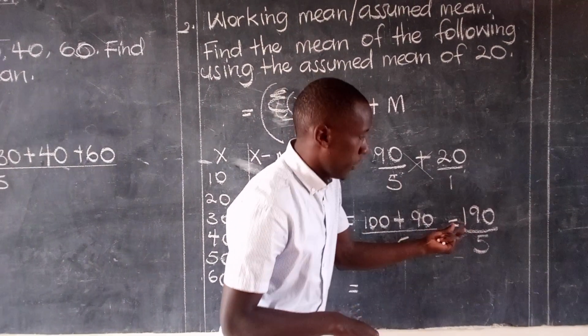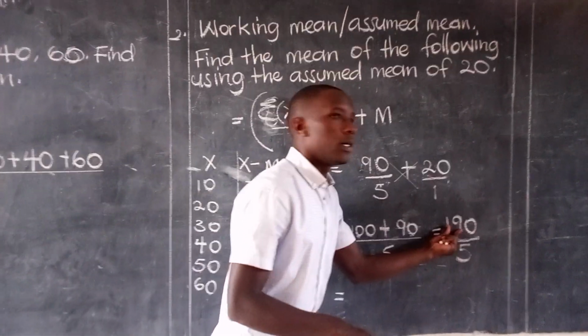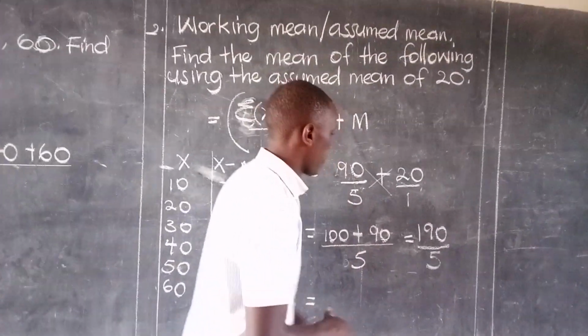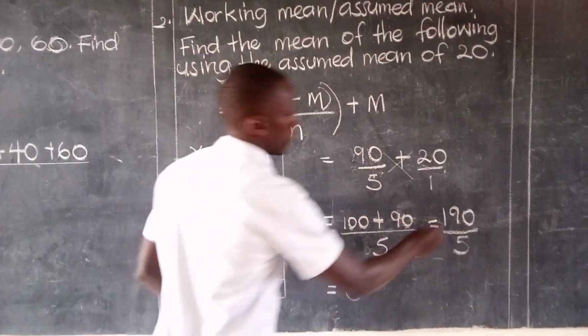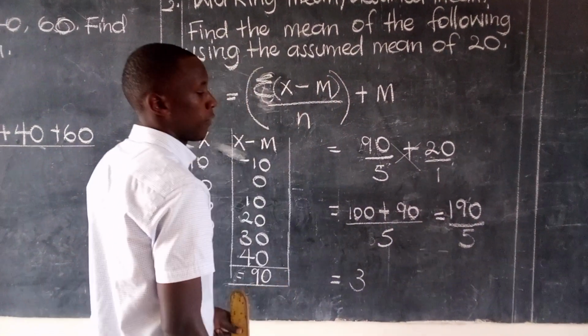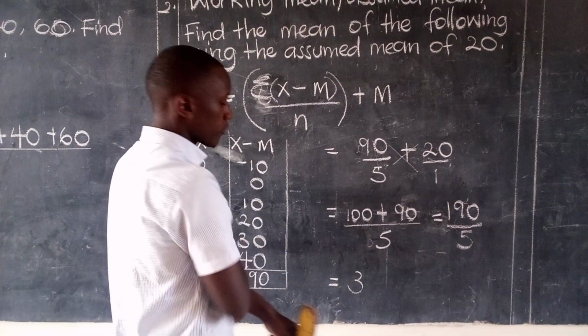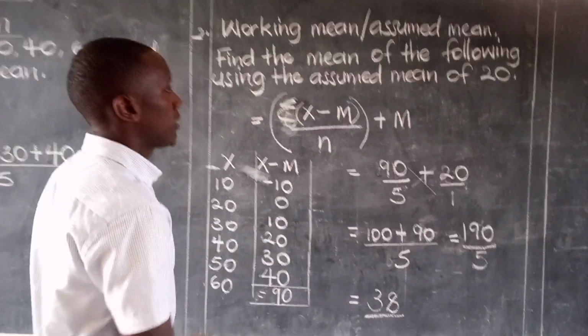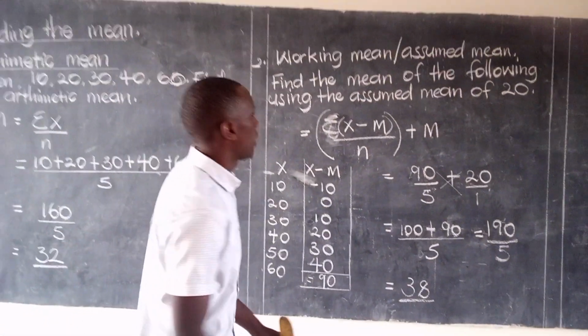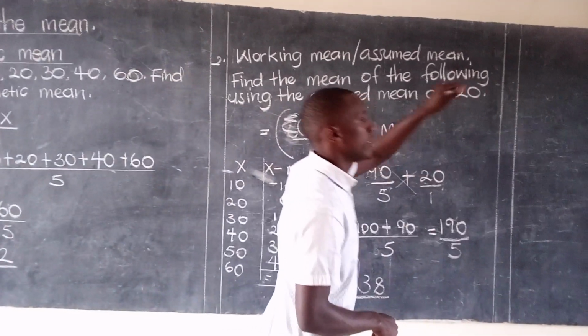So, how many 5s are in 19? There will be just 3. So that is 3, remainder 4. The 4 will be here. Then 40 divided by 5, you will get 8. And that is it. So that is our mean if you're using the assumed mean of 20.